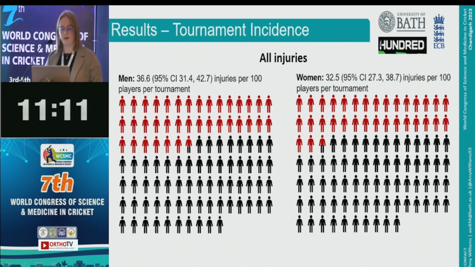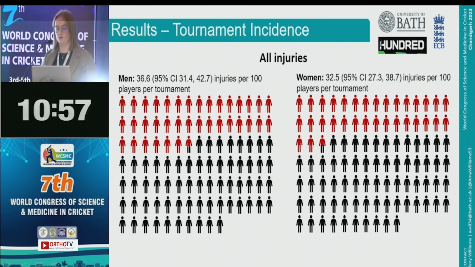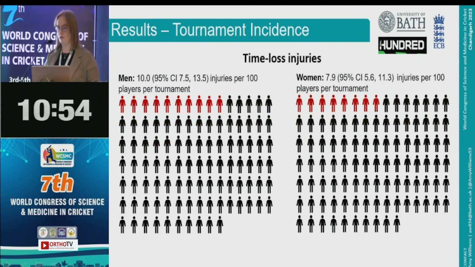So what did we find? When we looked at all injuries together, so both time loss and non-time loss, in the men's competition, we had roughly 37 injuries per 100 players per tournament, and in the women's, this was 33. So quite similar between the two, no differences noted there. When we broke that down into time loss, we found roughly 10 injuries per 100 players per tournament in the men's and around 8 within the women's. And again, no differences noted between the men's and the women's competition.